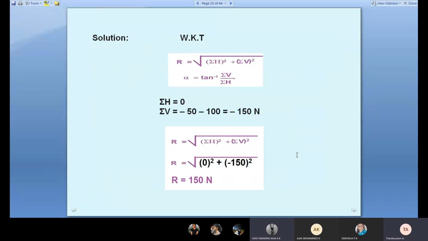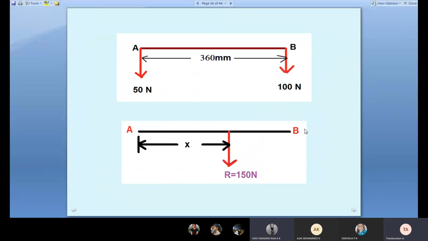Now we are finding R, the resultant value. The formula is R equal to root of summation of H squared plus summation of V squared, horizontal squared plus vertical squared. And alpha equals tan inverse of summation of vertical divided by summation of horizontal. We get summation of horizontal equal to 0, and summation of vertical is minus 50 minus 100, equal to minus 150 newton.